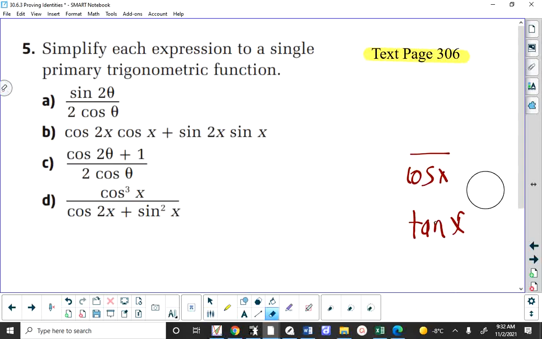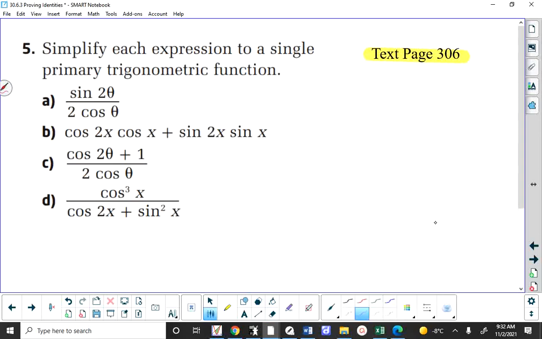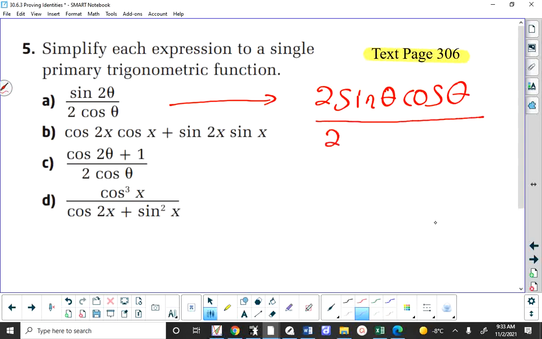Similarly, when you see sine of 2 theta, you should see that, or very soon you should see that. The double angle identity for sine is sine of 2 theta equals 2 sine theta cosine theta, and this is over 2 cosine theta, so the cosine thetas cancel and the sine and the 2's cancel.